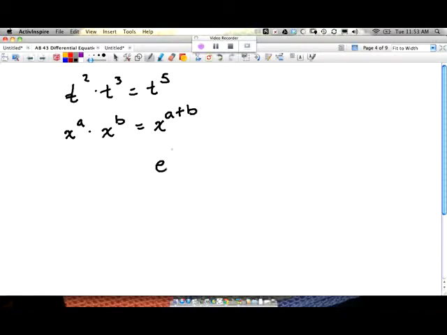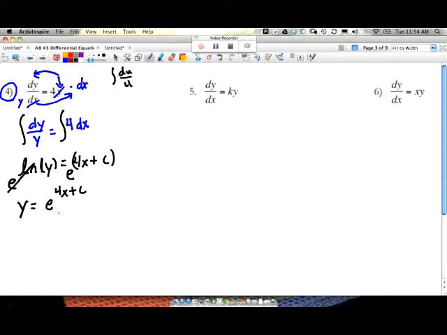Now what we have is something that says e to the 4x plus c. So we have this plus happening here. That means that we started with e to the 4x times e to the c. So let's keep that in mind. Now we're going to make that little algebraic step. We have e to the 4x times e to the c.